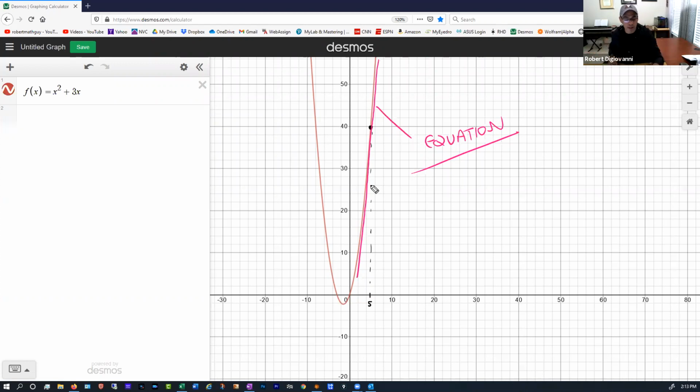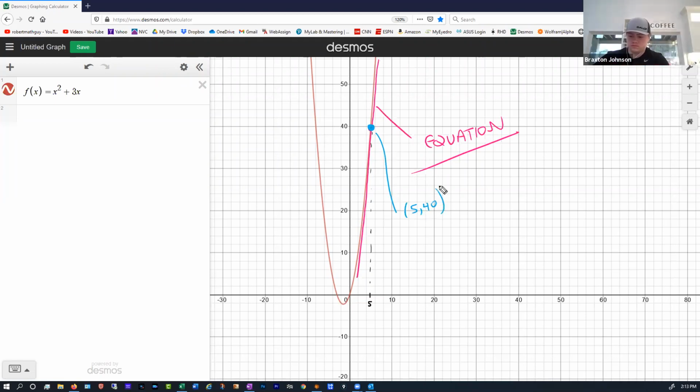We're supposed to find the equation of this line. So do you know a point on this line? Hint, hint. Do we know that point? 5, 40. That's the point (5, 40). Good.